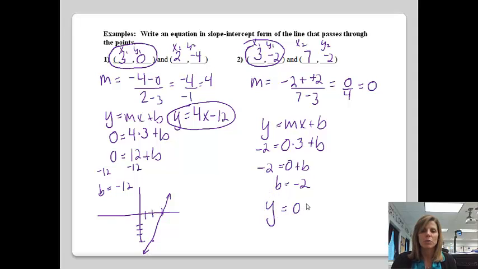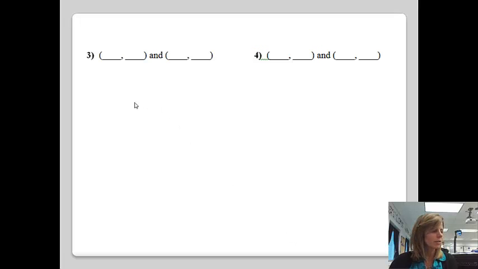Since it asked me for the equation of the line, I'm going to have y equals m, which was 0x, plus b, which is minus 2. And again, since it's just 0x, I don't really need to write that. It'll just be y equals negative 2. All right, next one, let's do negative 2, 0, and 2, 3.